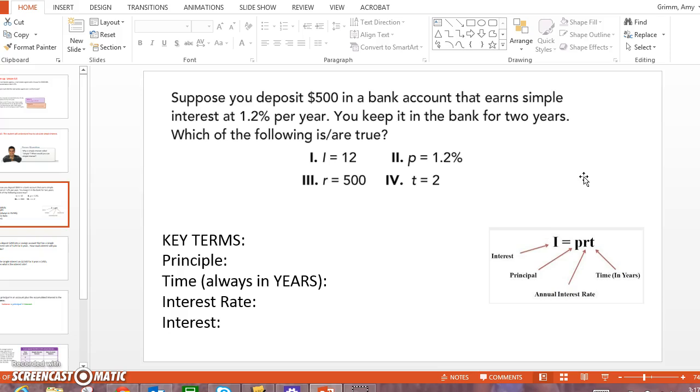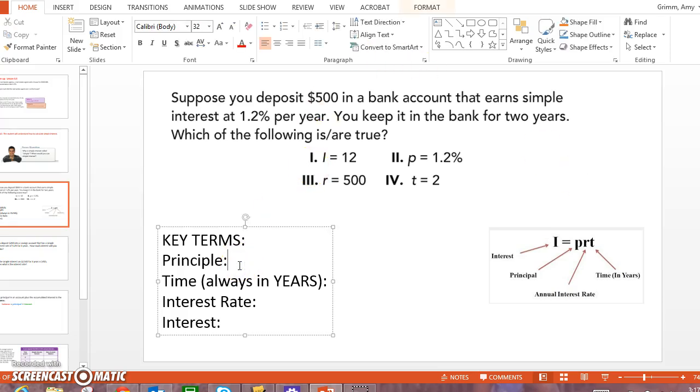So the first question says, suppose you deposit $500 in a bank account that earns simple interest at 1.2% per year. You keep it in the bank for 2 years. Which of the following is or are true? So there's a few things we have to understand about simple interest, which are these vocabulary words down here.